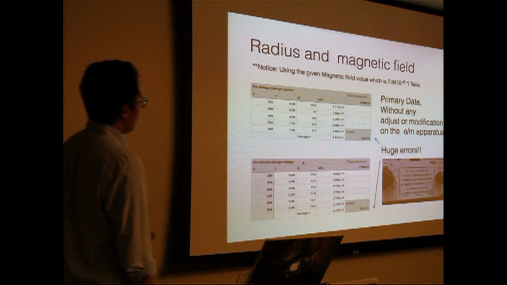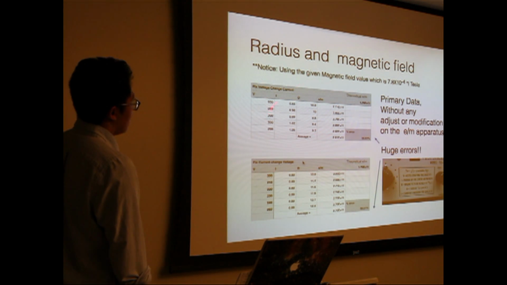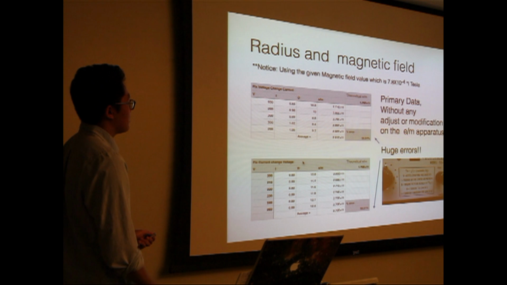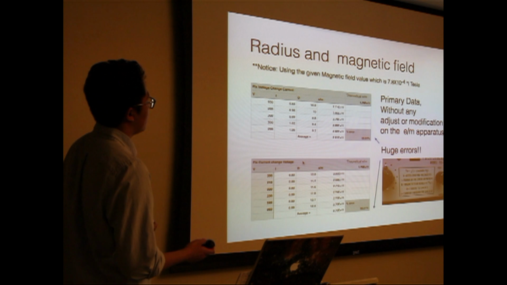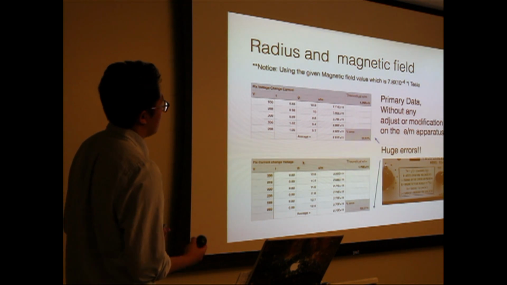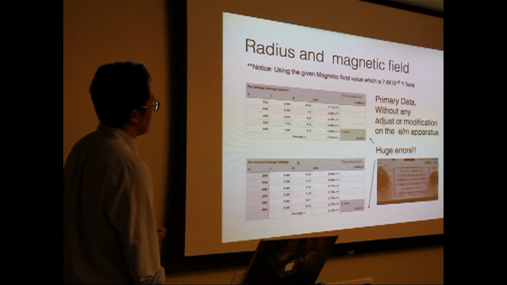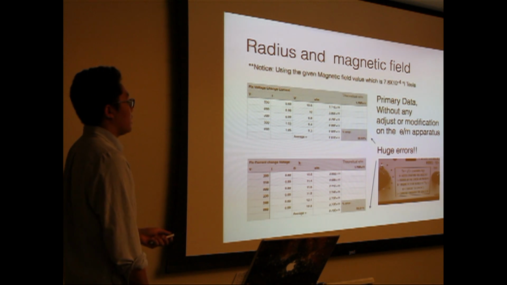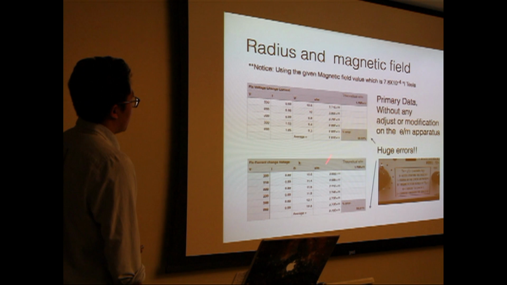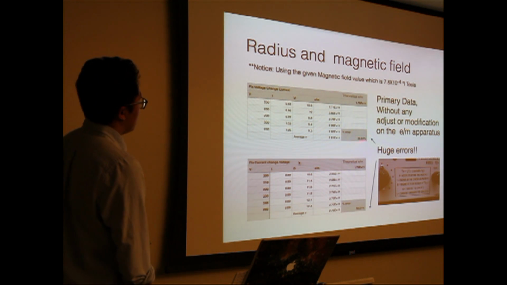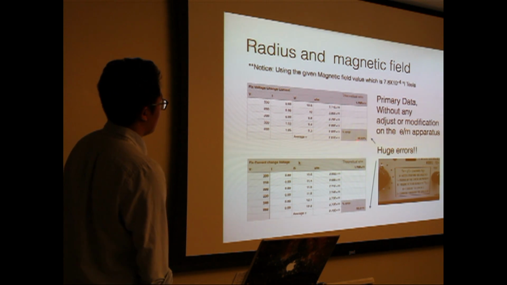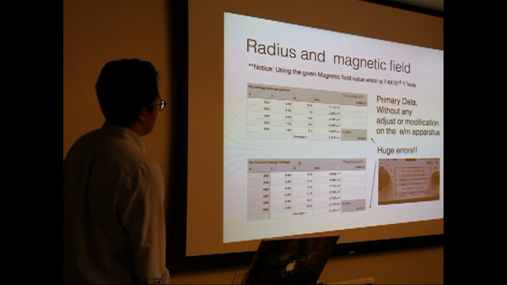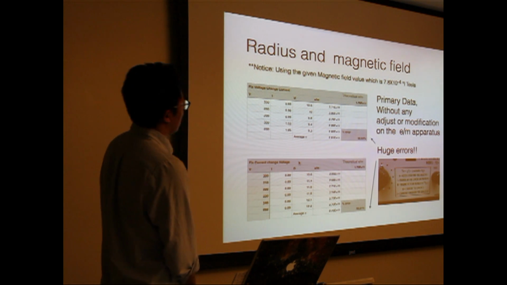The data I show here is the primary data we use without any adjustment or modification. So this is the general data we're going to get if we didn't use any improved method. We can find out that there is a huge experimental error here, almost 60% of the theoretical e/m ratio.